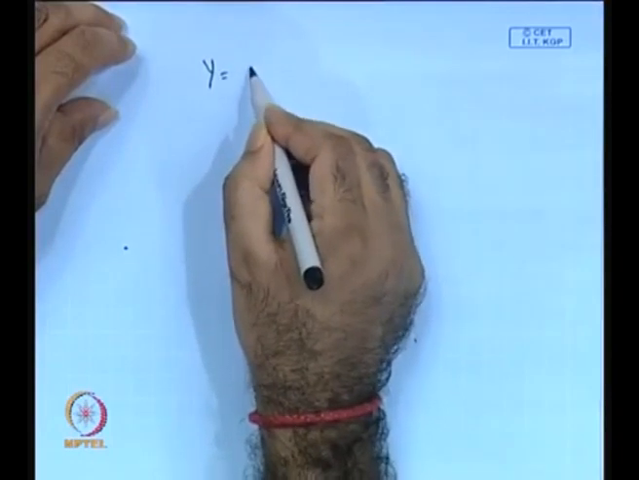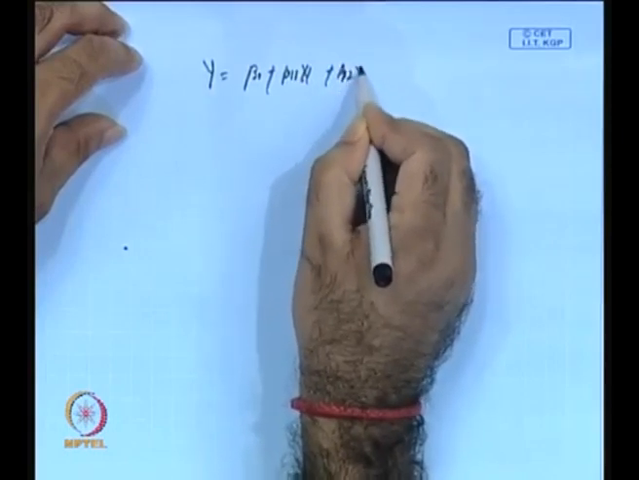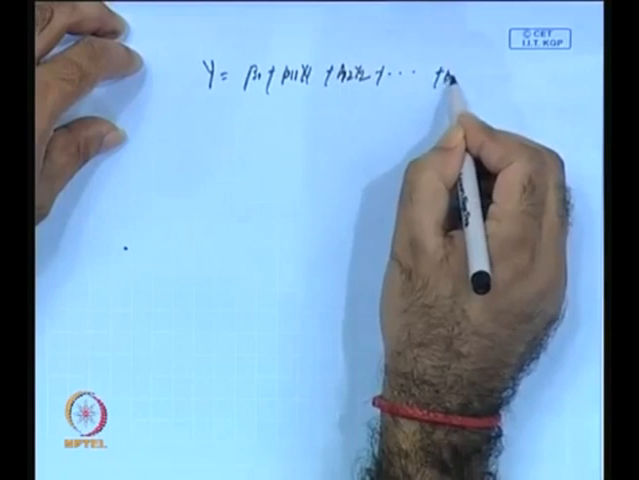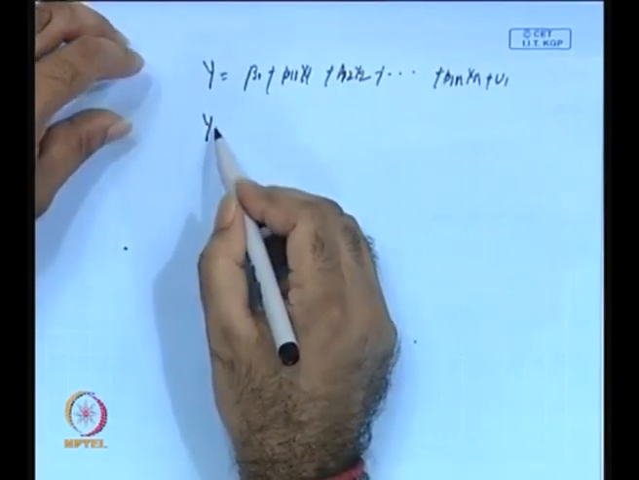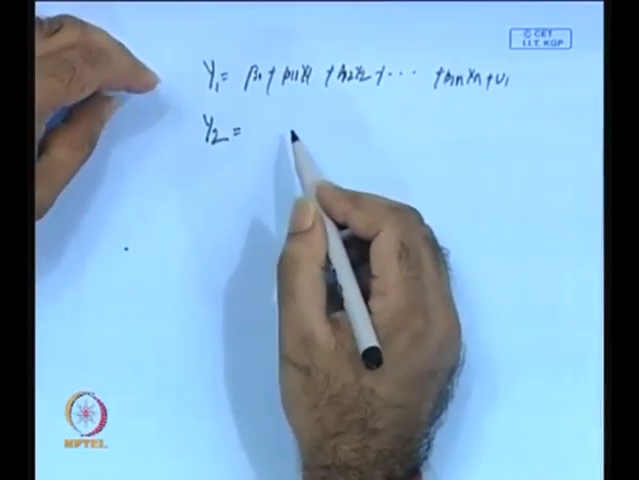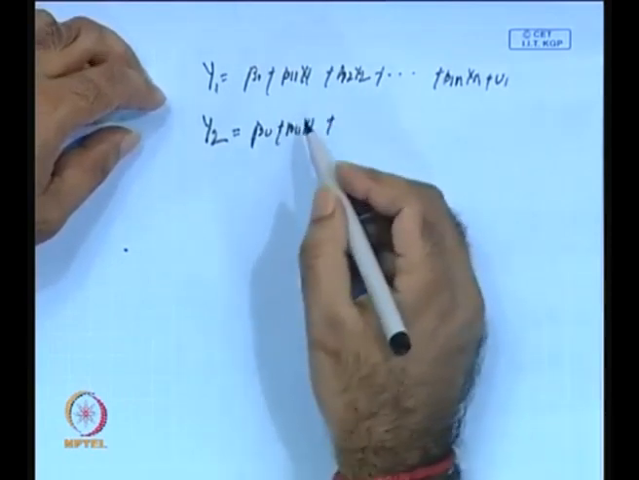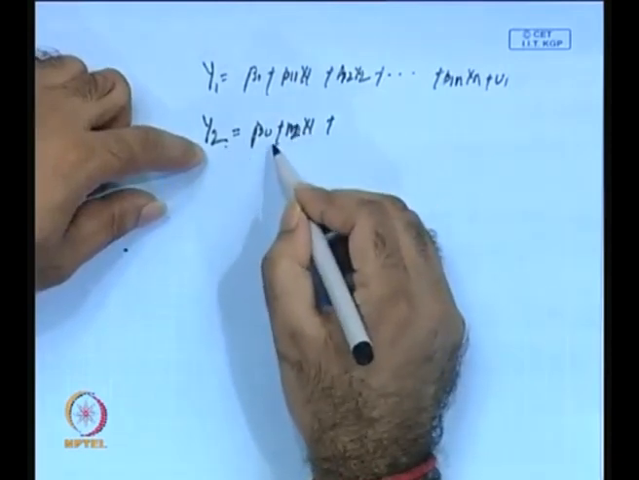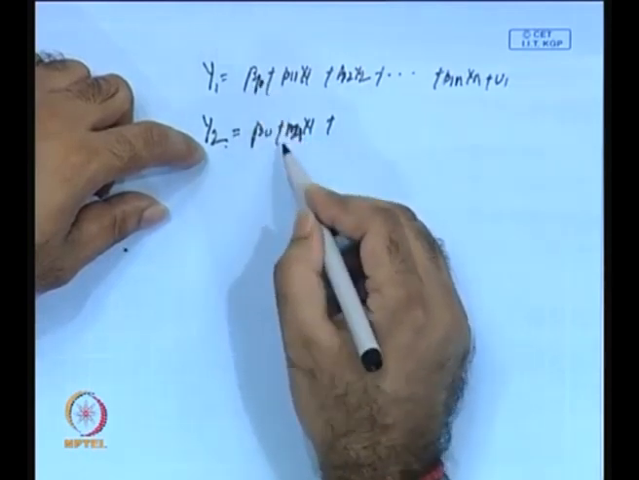If you put it in explicit format, the picture will come like this. In the first equation, we start with y1 equals beta 10 plus beta 11 x1 plus beta 12 x2 plus, continuing, beta 1n xn plus u1. Similarly, y2 equals beta 20 plus beta 21 x1, because it starts from 2, so beta 21. It is better you put here beta 10, and this is beta 20.